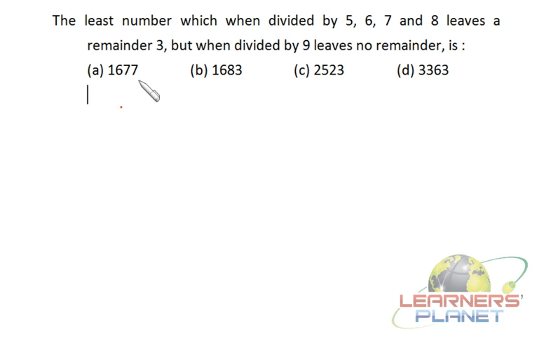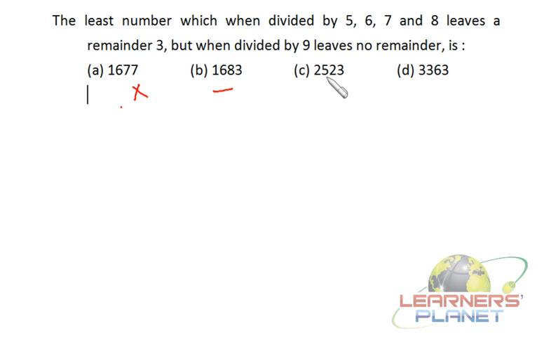Now let's see 1677, whether it is divisible by 9 or not. So it's 6 plus 1 is 7, and 2 is 9, 3 is 12... so it's not divisible by 9. Now 1683: 6 and 1 is 7, plus 8 is 15, and 3 is 18. It may be one of the choices.